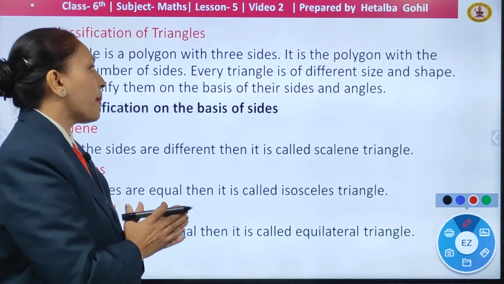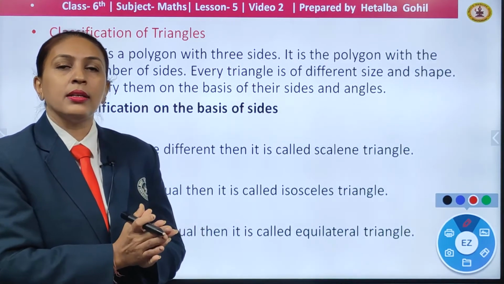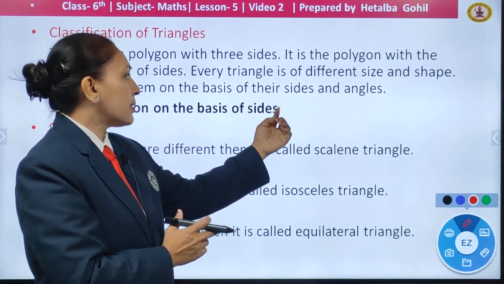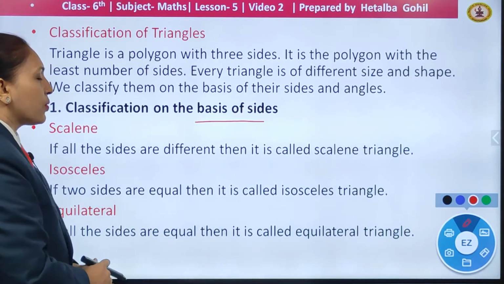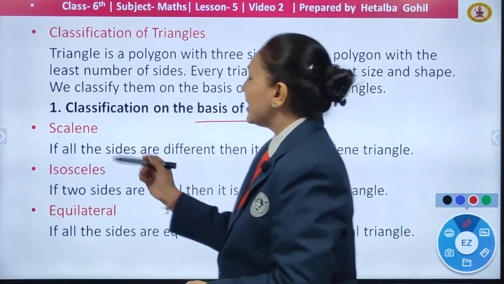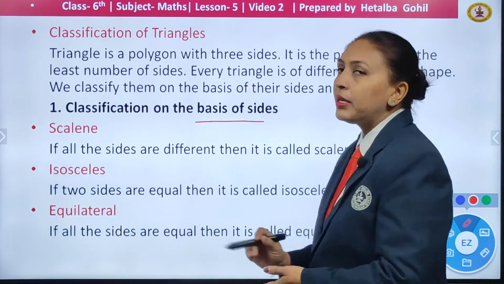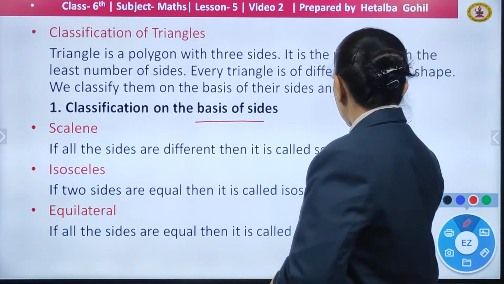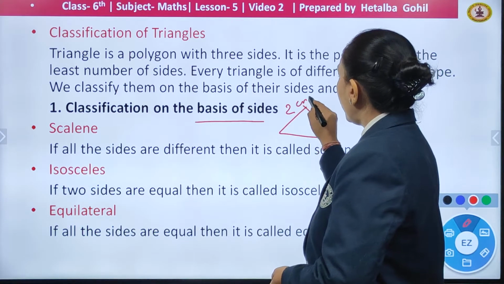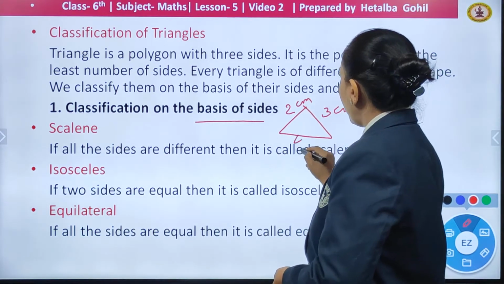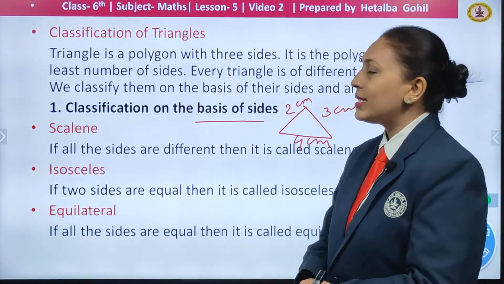Okay, so a triangle is a polygon with the least number of sides, and we can classify the triangle into two types, on the basis of sides and angles. The first classification is on the basis of sides. First is scalene. If all the sides of a triangle have different measures, then we call it a scalene triangle. For example, here this is a triangle with measurements 2 centimeter, 3 centimeter and 4 centimeter. You can see the measurement of all the three sides is different. So this is a scalene triangle.